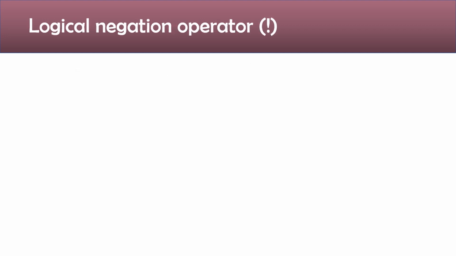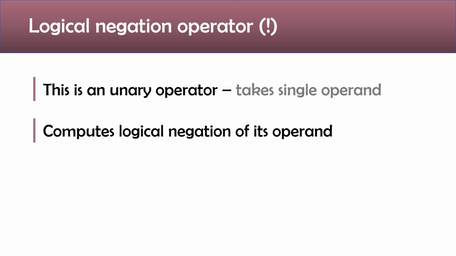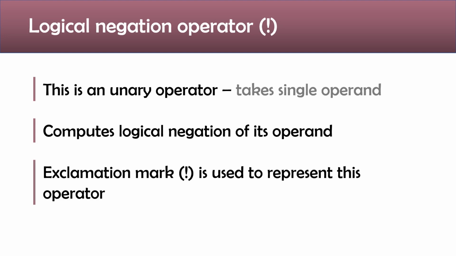There are a few important things that we should know. The first is that this is a unary operator. That means it takes a single operand. Next, very important thing is it computes the logical negation of its operand. That means if the operand's value is true, it will evaluate to false. If the operand's value is false, then the result will be true. We will see that later in our example. And an exclamation mark is used to represent this operator.